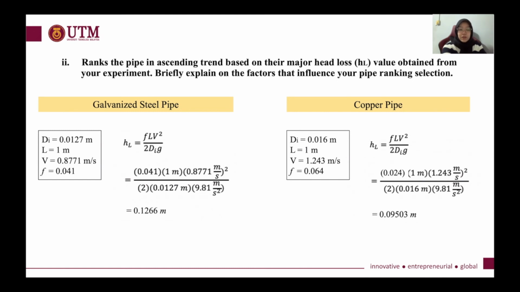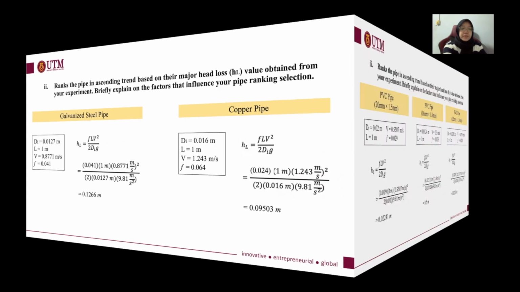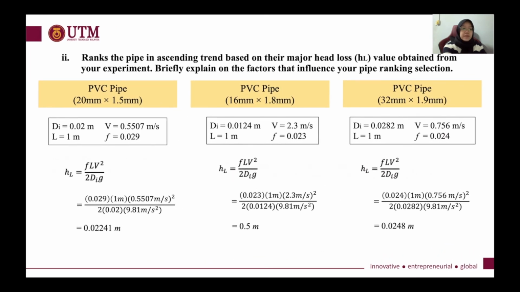Which is 0.1266 meter. And then for the copper pipe, just use the same method, substitute the given data into the head loss formula, and then we will get the head loss is 0.09503 meter. Alright, so for the PVC pipe, I got the head loss 0.02241 meter. And for the PVC pipe 16 mm times 1.8 mm, I got the head loss 0.5 meter. And then for the PVC pipe 32 mm times 1.9 mm, I got the head loss is 0.0248.